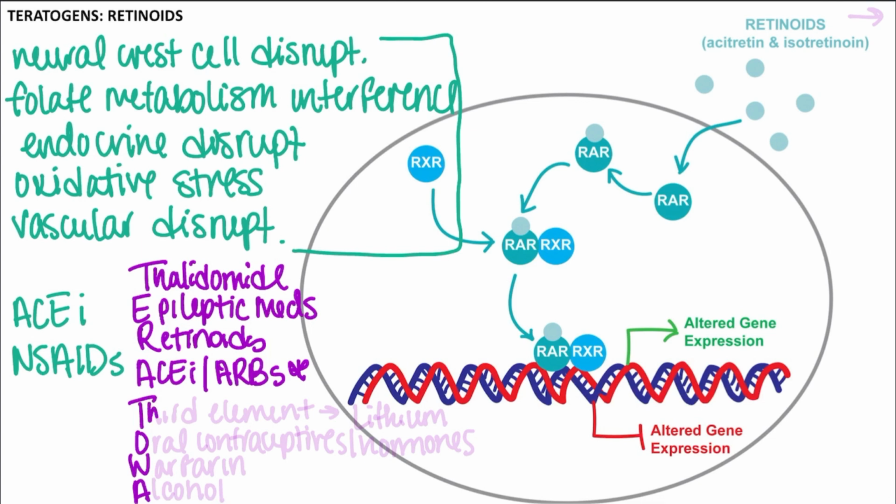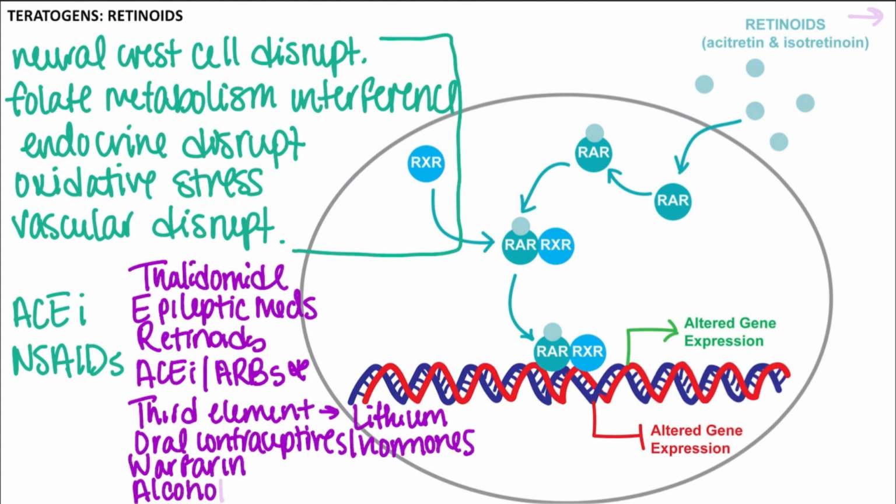The next one is our third element, aka lithium, followed by our oral contraceptives and hormones. Next is warfarin. And then the last one is going to be alcohol. So you do not need to memorize this for this particular IQ case, but this will be a really helpful mnemonic for board studying and in clinical practice.